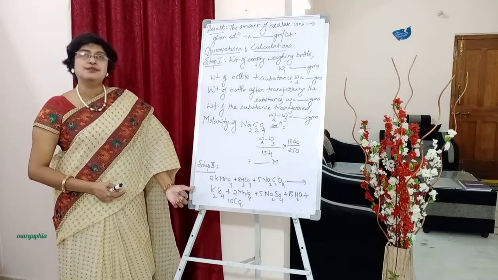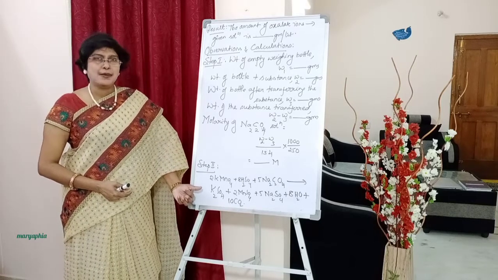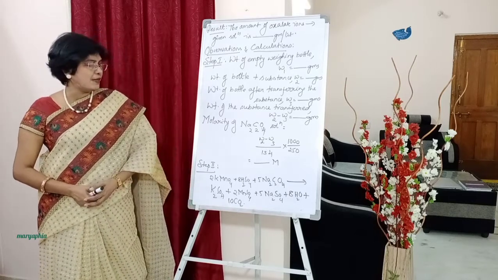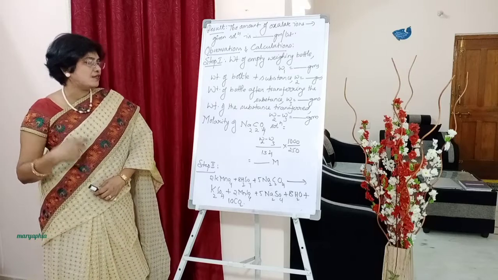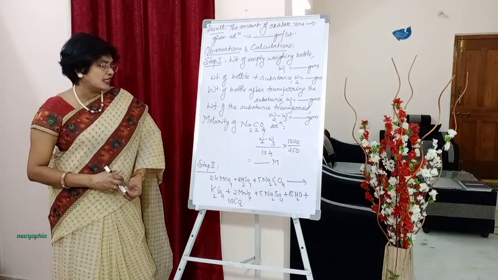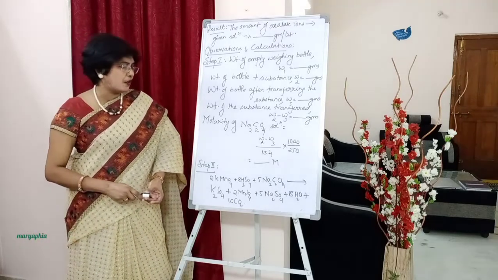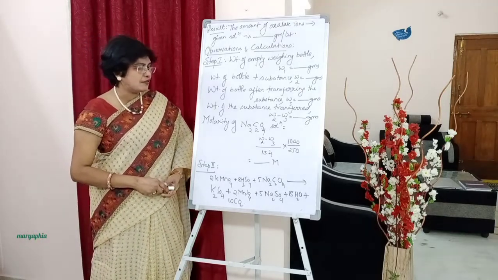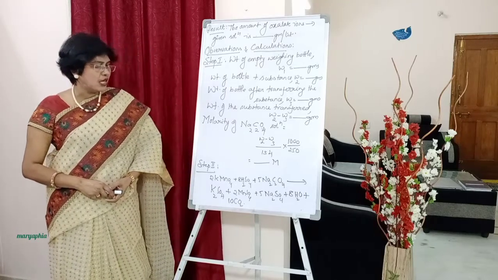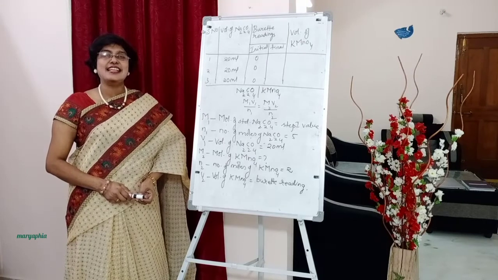Next, step 2. Whatever reaction we have written under principle, write down: 2 KMnO4 plus 8 H2SO4 plus 5 Na2C2O4 gives rise to K2SO4 plus 2 MnSO4 plus 5 Na2SO4 plus 8 H2O plus 10 CO2. Next, what comes?